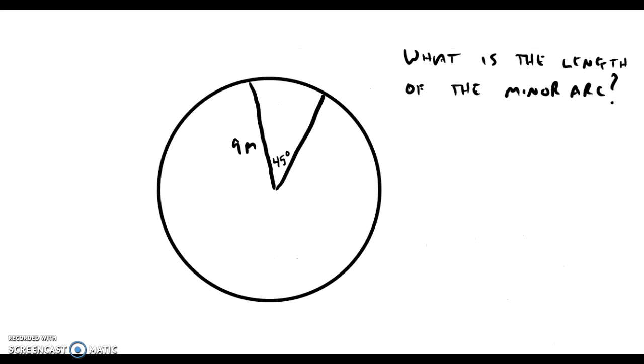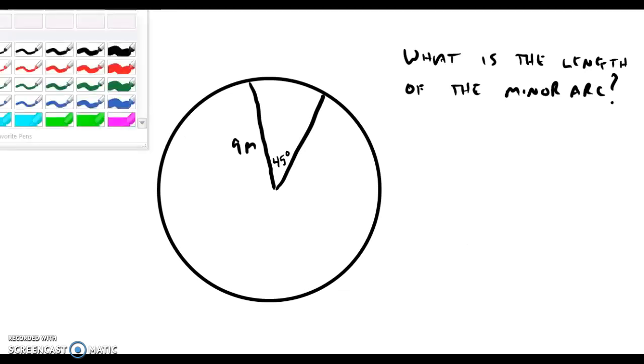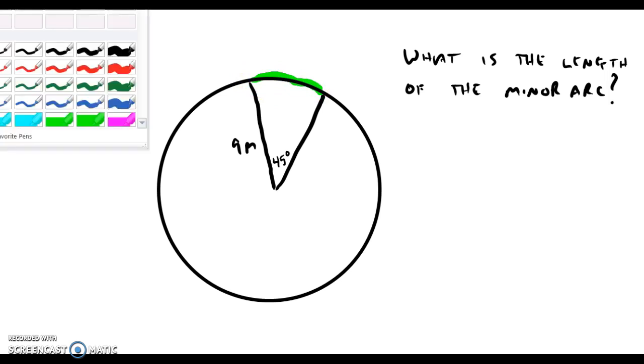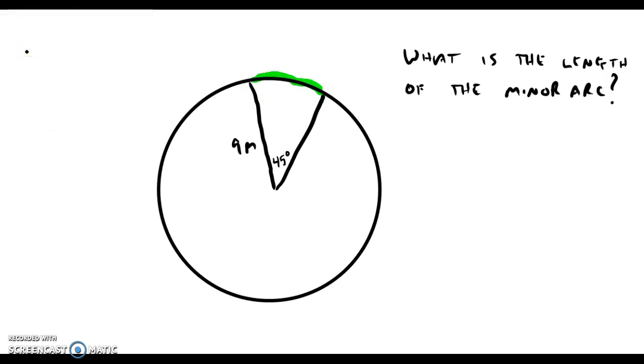Let's try one more, but the numbers are a little bit more difficult to work with. So we are trying to find the length of the minor arc. We're trying to find the length of this. So what's that distance? So now we've got, get my black pen here, let's go ahead and convert it to radians. So 2 pi r gives us our circumference, and we're just setting up a proportion. That's what radians are, a proportion of circumference to degrees.